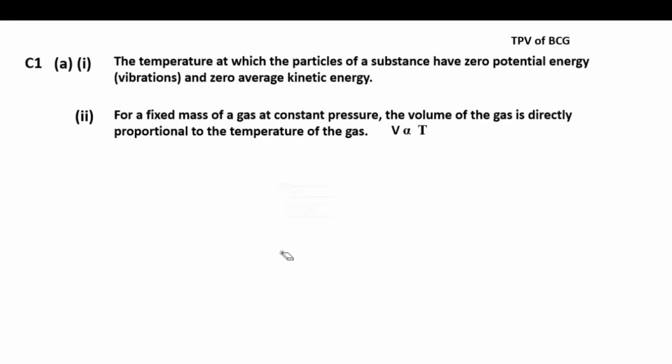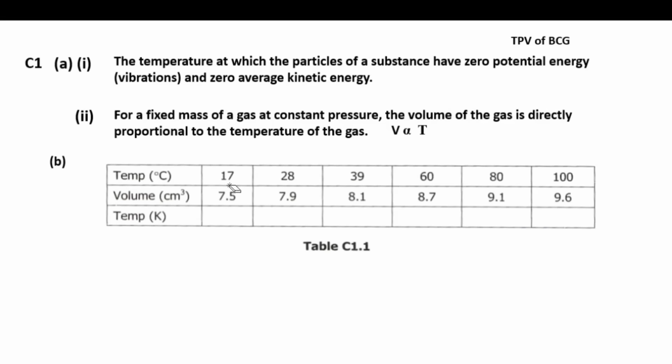So you copy our table, then we add 17 plus 273. Using this formula here, you get 290. Then also 28 plus 273, you get 301. Then 39, you get 312. 60, you get 333. 80, you get 353. 100, you get 373. So you have completed the table.